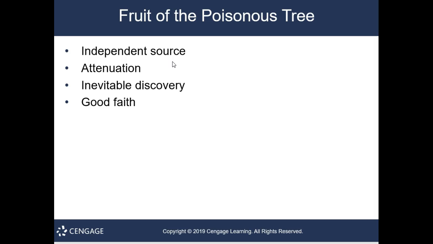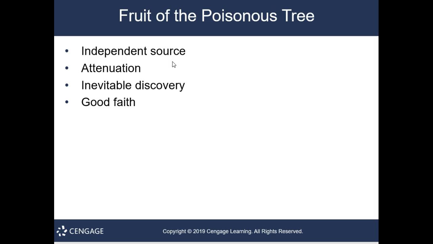It was already underway. There were several aspects of the investigation, and they would have come upon the evidence anyway. Then you allow in what would otherwise be fruit of the poisonous tree. And so the question is, how can you prove inevitable discovery?